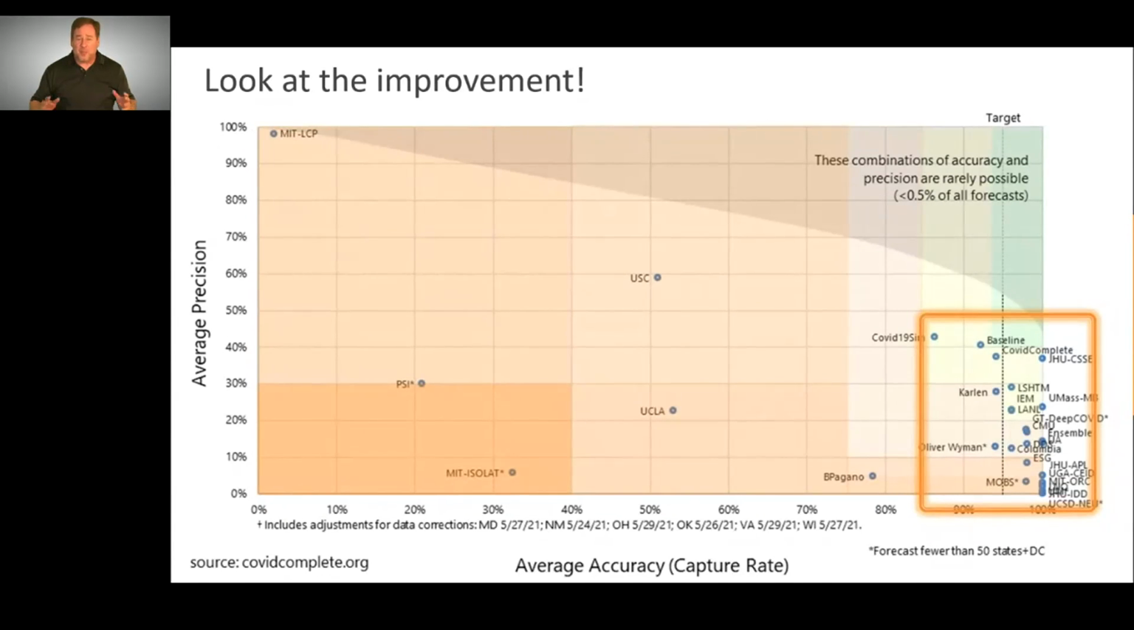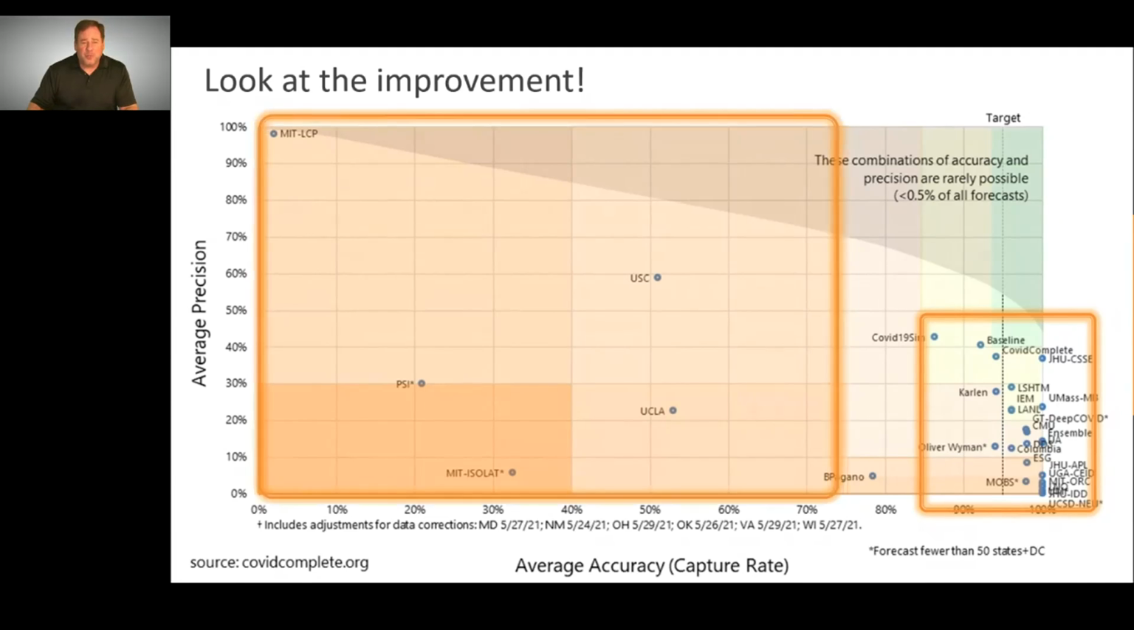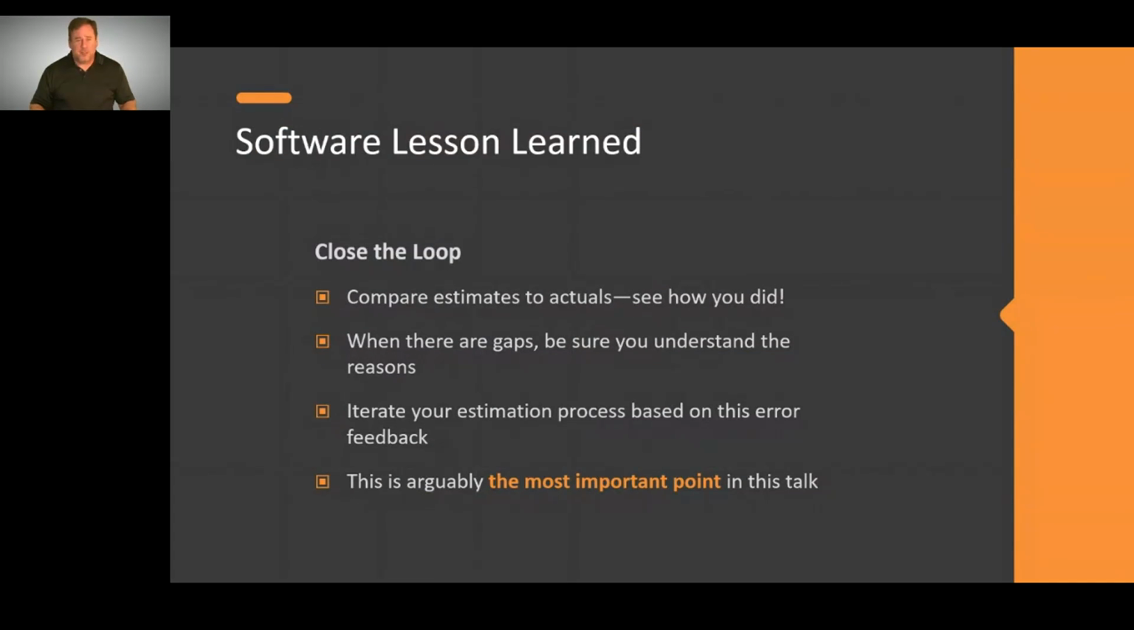I think the precision is not great, but this is the way that the improvement should work. We get accuracy first, and then we work on precision. And so most of the teams have, in fact, moved to a place where they're pretty accurate. And so now the goal really is to work on the precision. We don't have that many teams left that are still having low capture rates relative to the target. So the software lesson learned here should be pretty straightforward. That is, close the loop, compare the estimates to the actuals, make sure you understand how well you're doing. When there are gaps, do a gap analysis, see why the gap was there, and understand what you can do differently to improve. And then you iterate on that process until you actually are forecasting or estimating well.